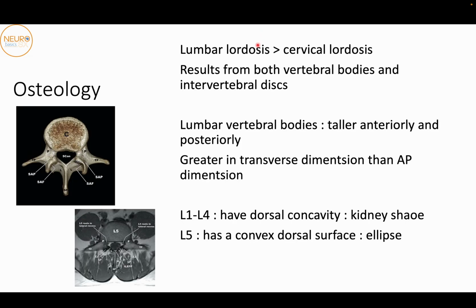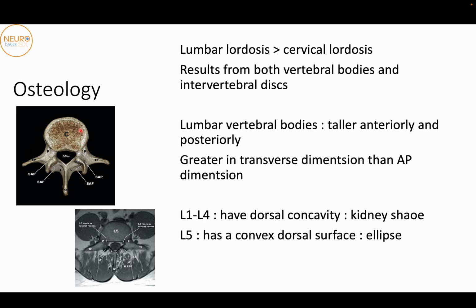So we know there are two lordotic curves. There's a cervical lordosis and a lumbar lordosis. And lumbar lordosis is a lot more significant than cervical lordosis. And unlike the cervical level, it results from both the vertebral bodies and the intervertebral discs. So lumbar vertebral bodies are going to be taller anteriorly than they are posteriorly. And they're also going to be greater in the transverse dimension than the AP dimension.